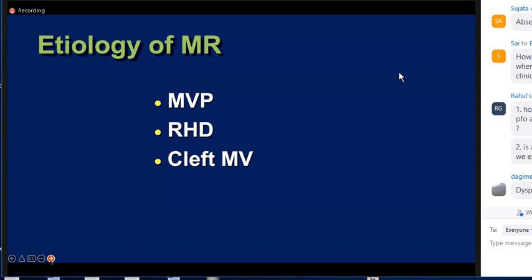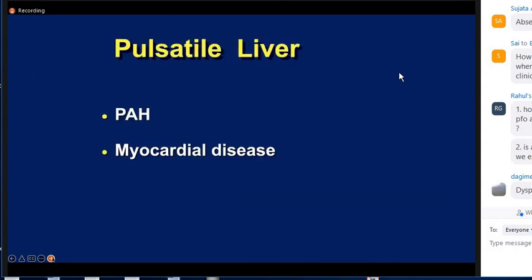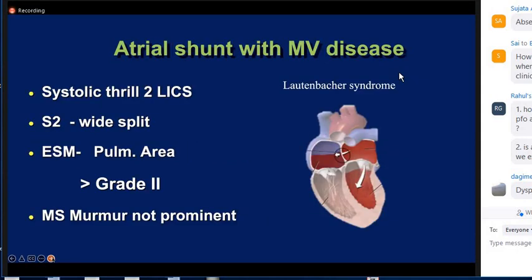In Lutembacher syndrome, you will have cardiomegaly, heart failure, and a murmur disproportionate to the degree of the shunt. Mitral regurgitation and ASD can have a pulsatile liver, because the mitral regurgitation is quite significant, shunting left to right, and the cardiac enlargement is out of proportion to the left to right shunt, and a murmur of MR will be there. Even mitral Lutembacher syndrome will have more or less similar physical findings. A pulsatile liver in case of ASD usually suggests it may be due to pulmonary hypertension, or due to associated mitral myocardial disease.